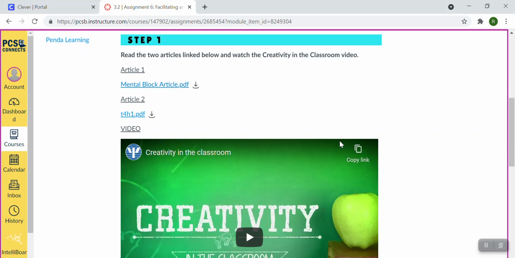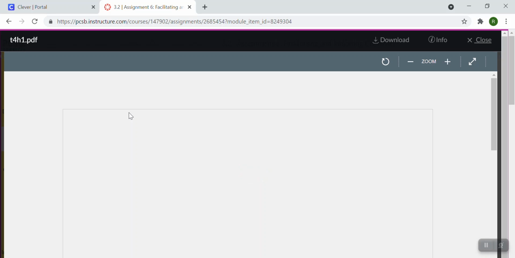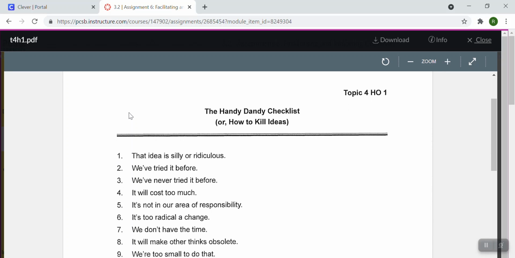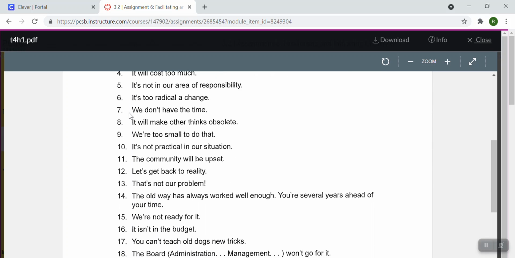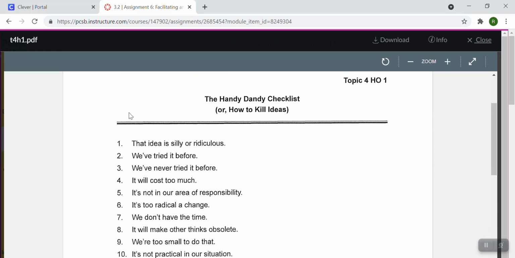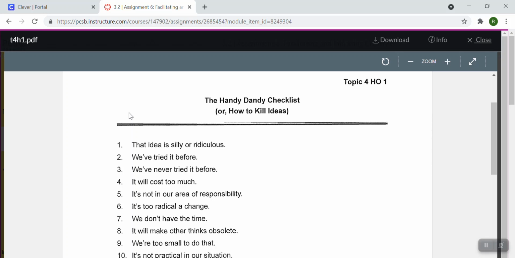Good, short, easy read. Then we have article number 2, which is a PDF, and these are our handy dandy checklists, or how do we kill ideas. These are things we sometimes say that really squash our creativity or our excitement, or problem solving. Even myself as a mom, I have caught myself saying a few things along these lines as a parent, and seeing how that has squashed my own child outside of just the classroom environment. It was kind of eye-opening to me to read some of these, and to remember there are other ways to phrase what we want our students to do other than being so direct.